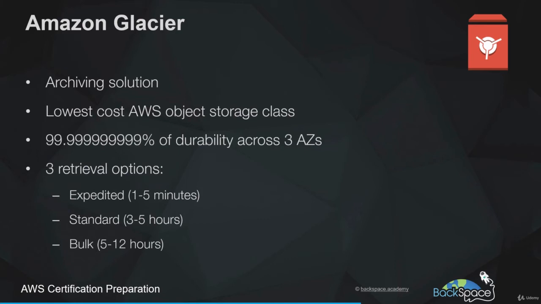Amazon Glacier is AWS's archiving solution as a service, and it provides the lowest cost object storage class. So it's much cheaper than Amazon S3. It provides very high durability, and it's across 3 availability zones, not 2. You have 3 retrieval options, and your costs will vary according to that. So you can retrieve it expedited, which is 1 to 5 minutes, or standard, which is 3 to 5 hours, and then you can have bulk, which is 5 to 12 hours. The cost will vary depending on what your retrieval option is.